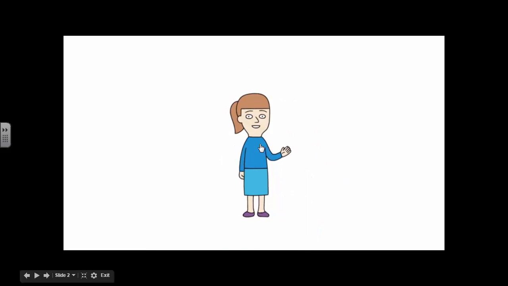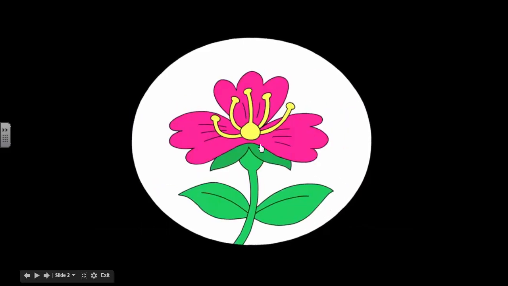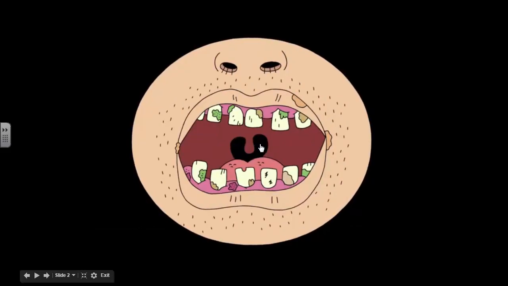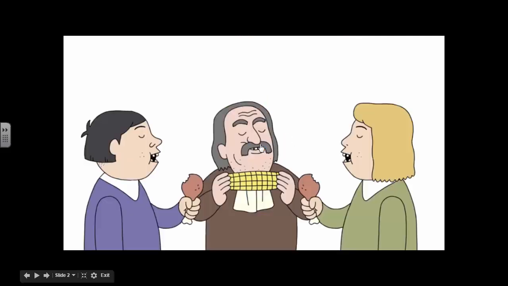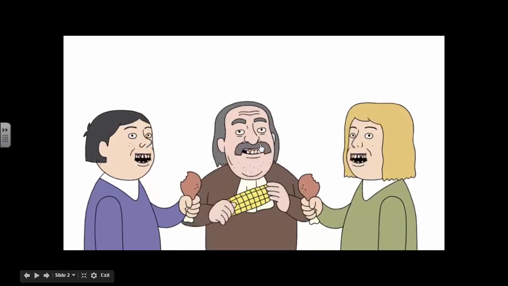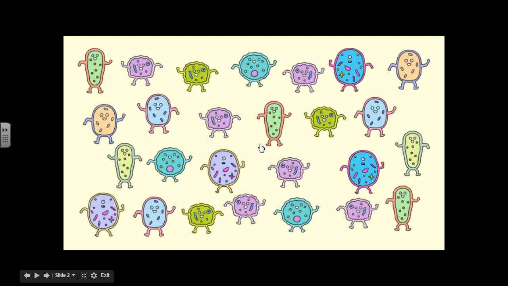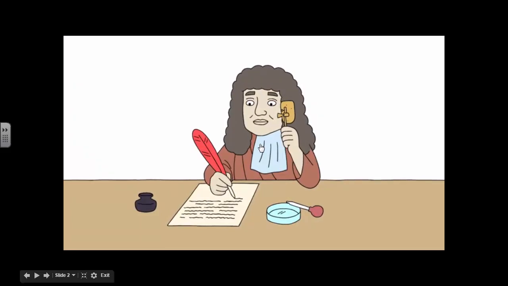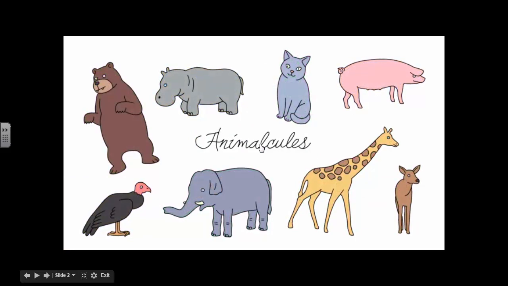Anywho, once Leeuwenhoek had his microscope ready, he went to town looking at anything and everything he could with it, including the gunk on his teeth. Yes, you heard right. He actually discovered bacteria by looking at dental scrapings. Which, when you keep in mind that people didn't brush their teeth much, if at all, back then, he must have had a lovely bunch of bacteria to look at. When he wrote about his discovery, he didn't call them bacteria as we know them today, but he called them animalcules, because they looked like little animals to him.